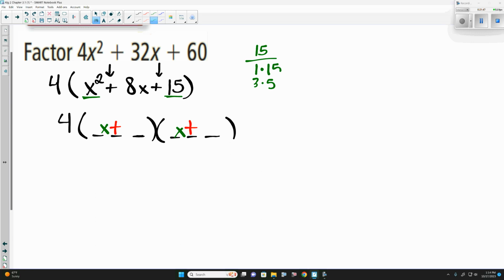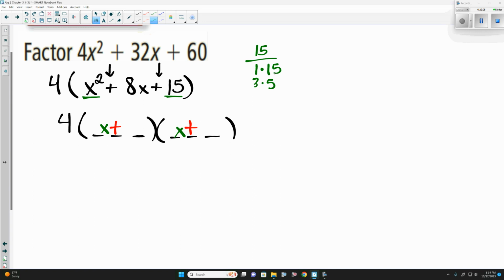15 and 1, or 1 and 15, yes. When listing out the factors, I would always start with 1 and whatever the number is, and then go from there. 2 doesn't work. 2 is not a factor of 15. 3 is. 4 is not. And the factor after 4 is 5. Well, we already have it listed as 3 and 5. We don't need 5 and 3.